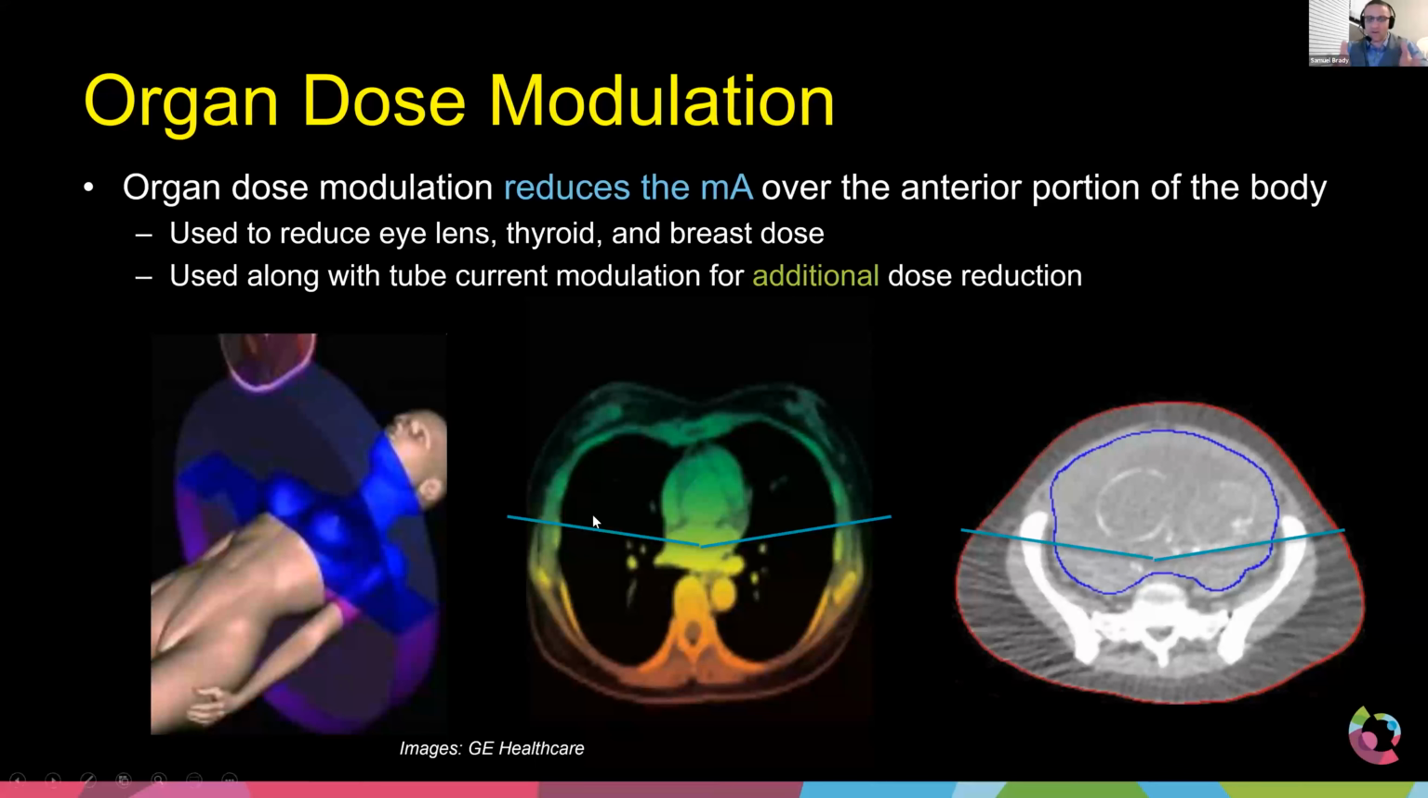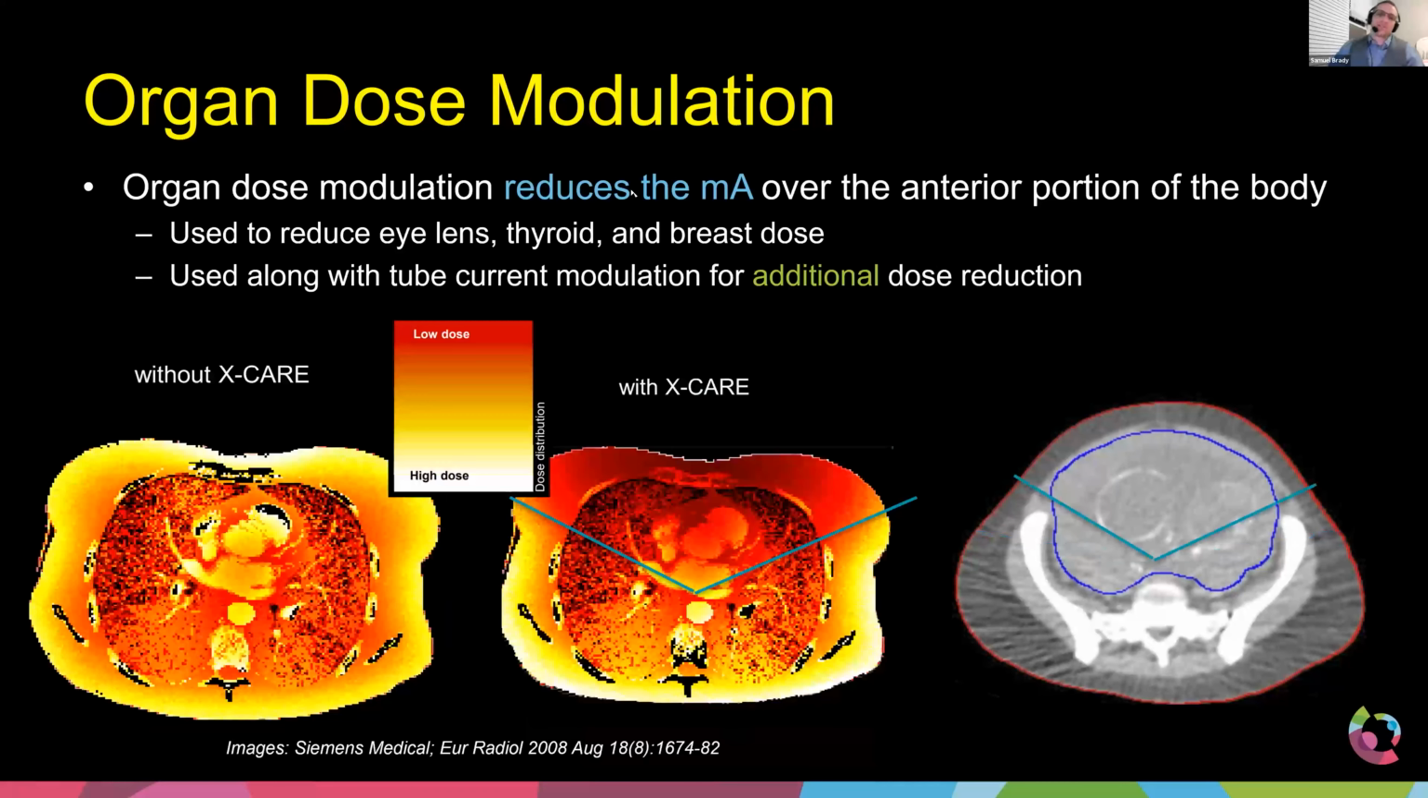So even though you moved her up so you get more of the baby, the fetus, into this area that is quote-unquote lower dose, you've actually just told the system to turn up the dose. So you're potentially increasing the dose to the patient, to the fetus, and definitely to the mother. So organ dose modulation also requires you to get that patient, in this case the mother, nice and centered.